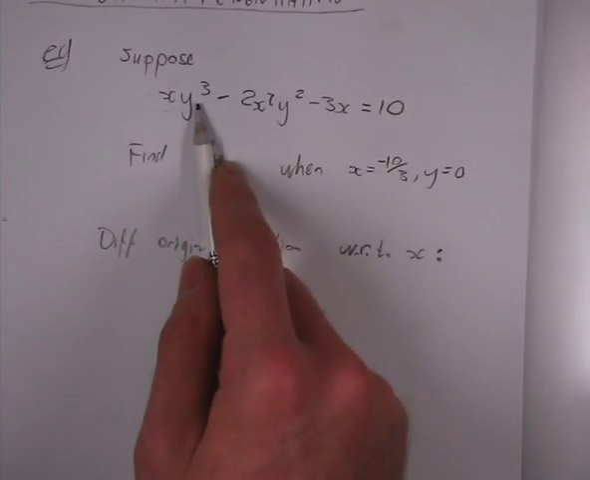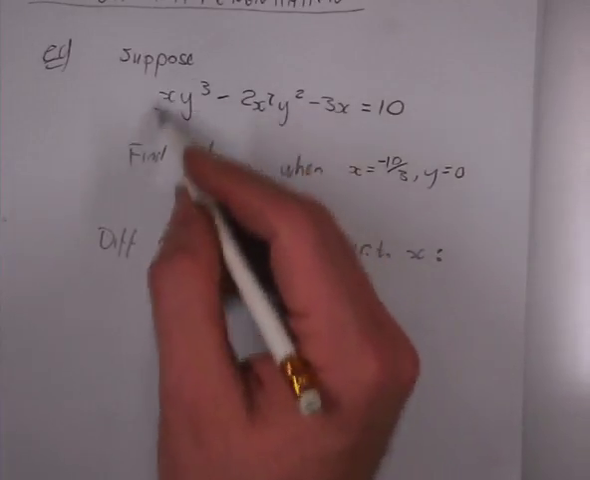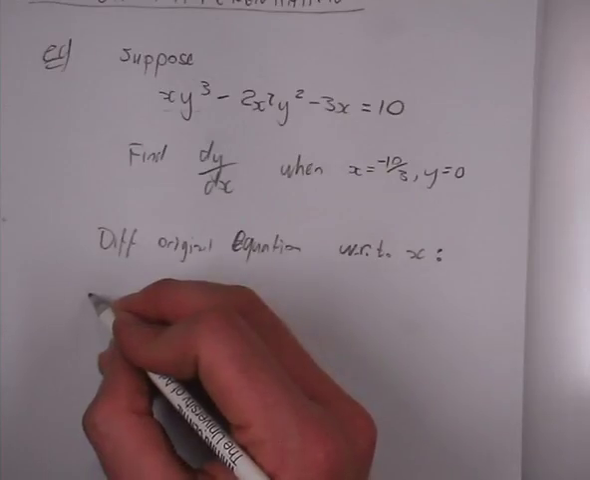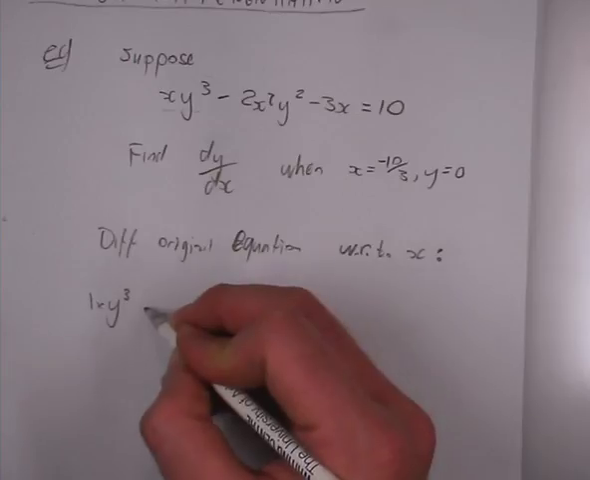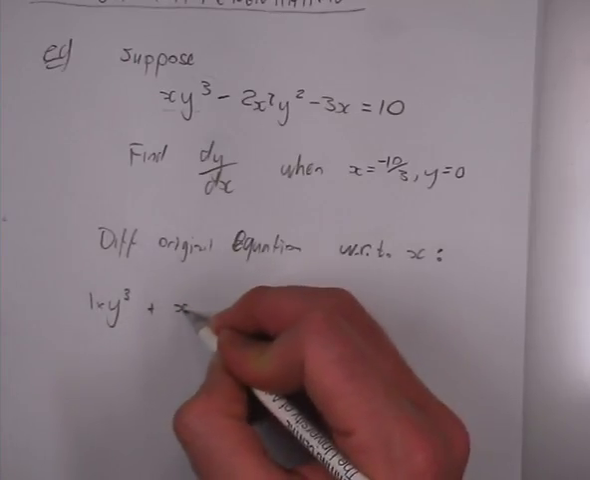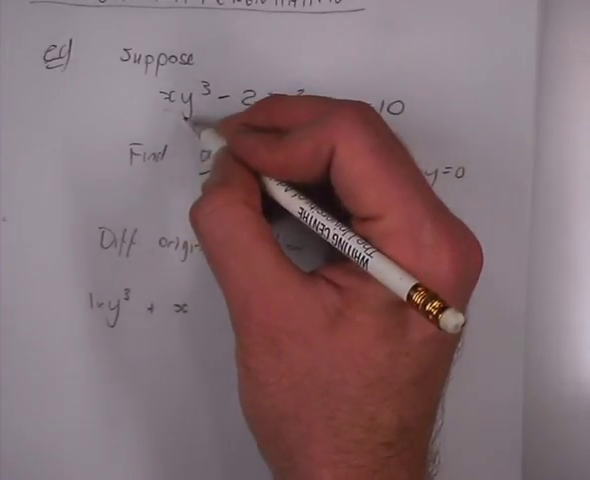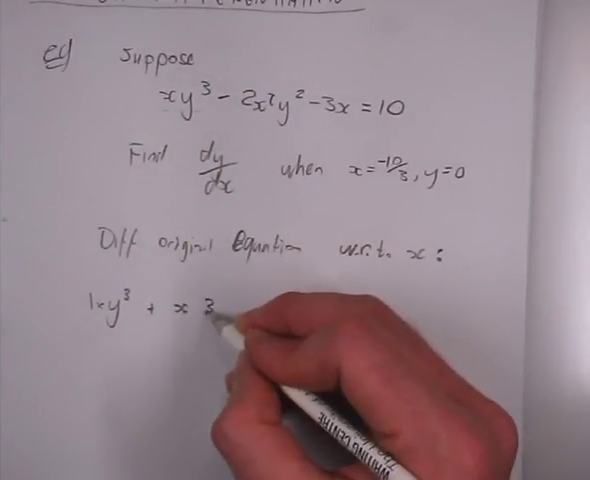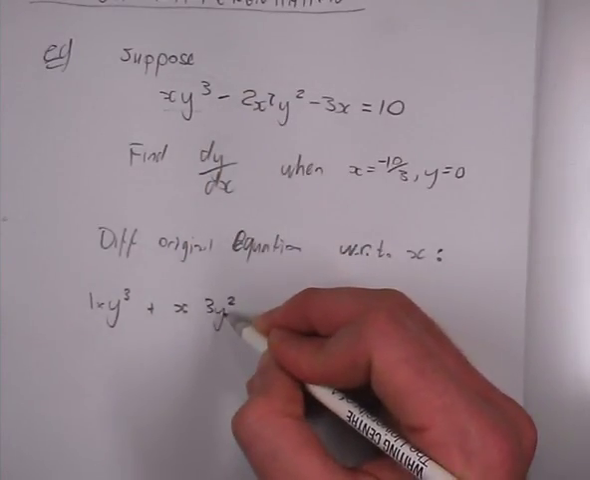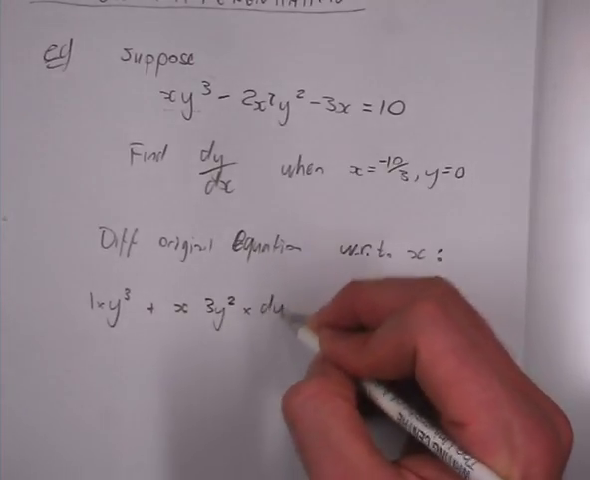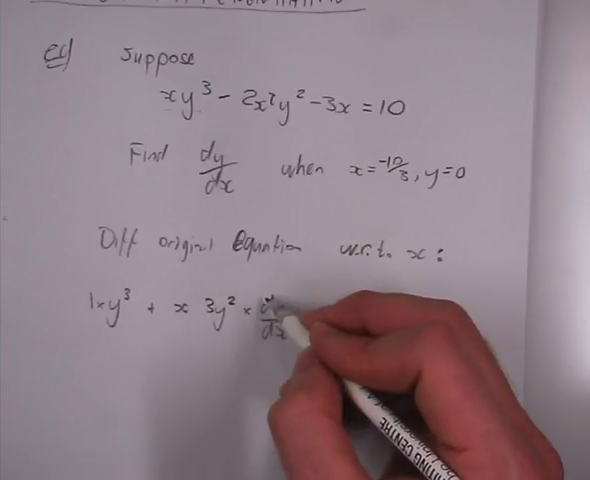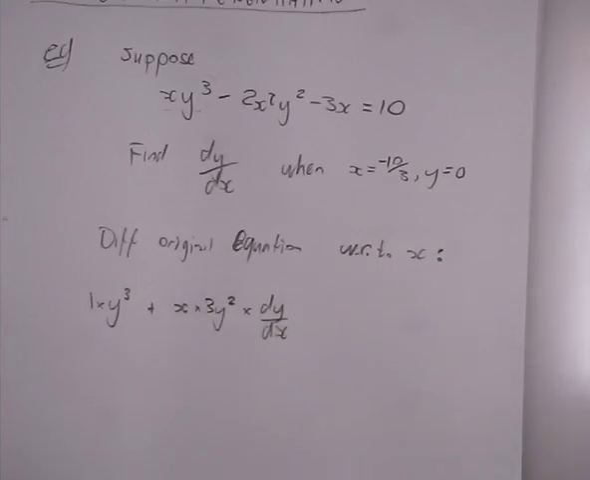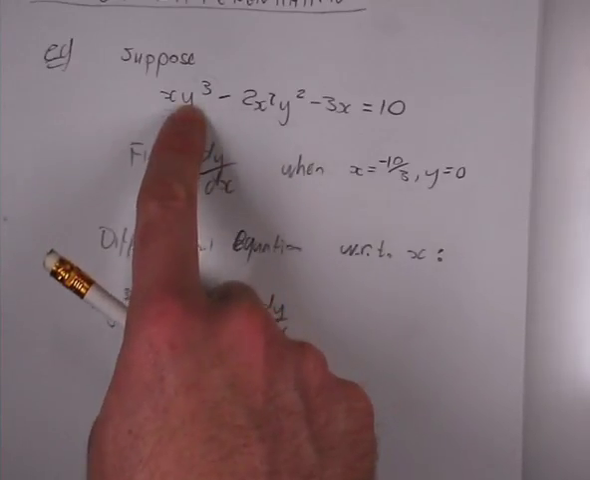So I need to say, all right, the product rule would say I would need to do the derivative of the x and keep the y cubed. I would keep the x and differentiate the y cubed. So the derivative of y cubed would be 3y squared, but that y is actually a formula involving x, so the chain rule says I have to do dy on dx as well. So whatever is inside there, I have to multiply by its derivative. Okay, so that's the derivative of that part.